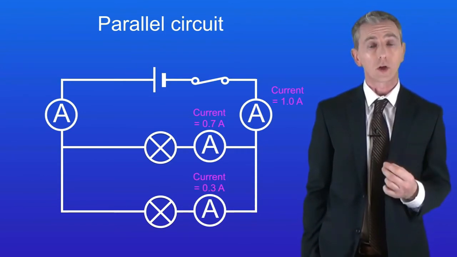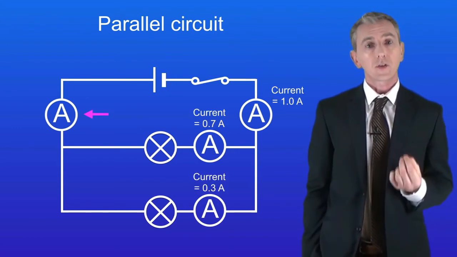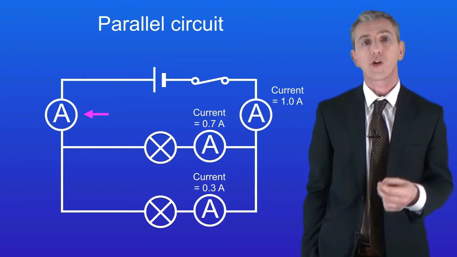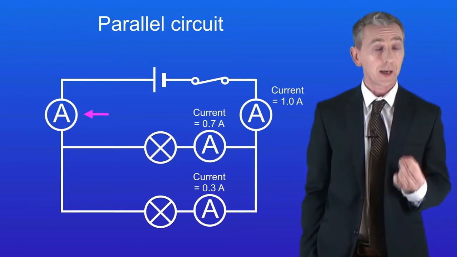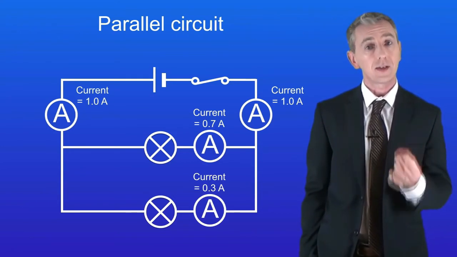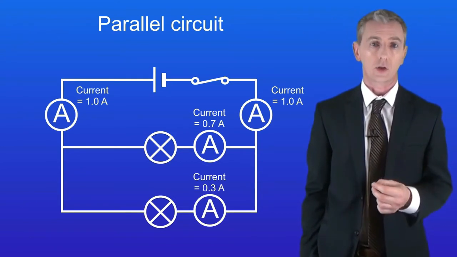So what's the current going to be here? Well, just like before, it has to be the same as the total current before it branched. So the current here has to be 1 ampere. And remember that current is never used up in electrical circuits.